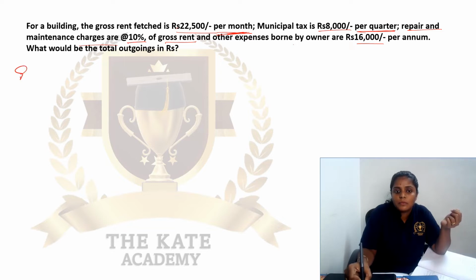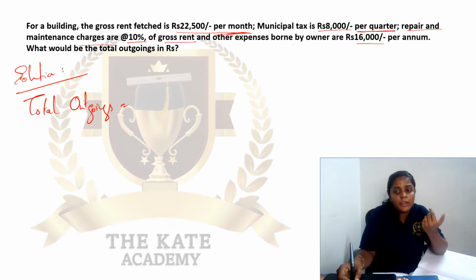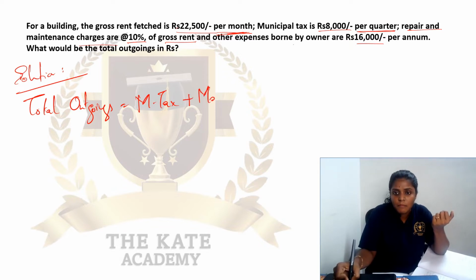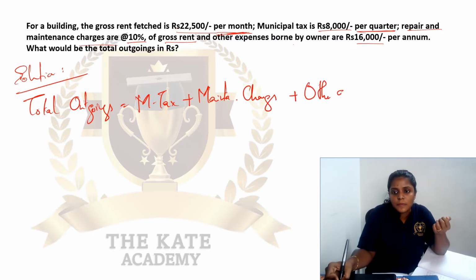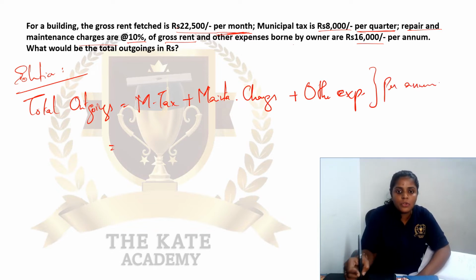So, the solution. Total outgoings. From what they have mentioned over here, they have mentioned three things, which is municipal tax plus maintenance charges plus other expenses. Adding all these for per annum gives you your total outgoing.